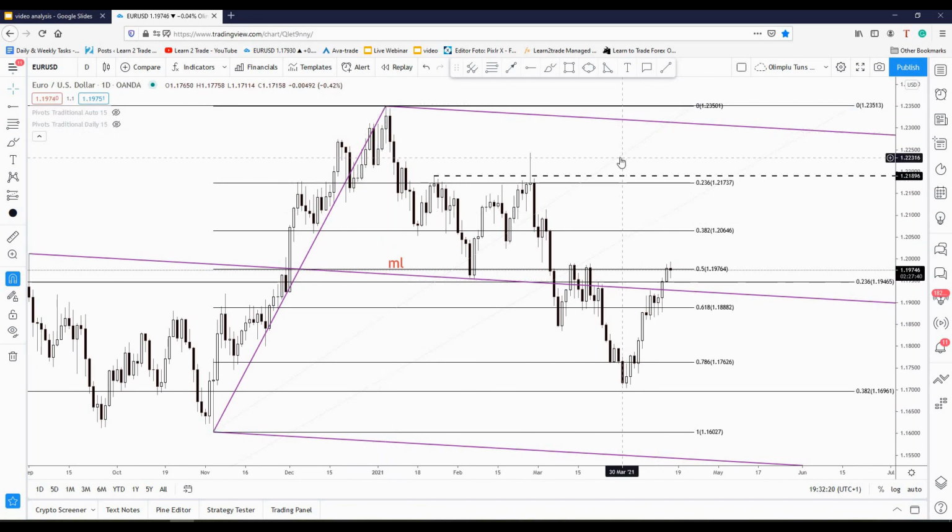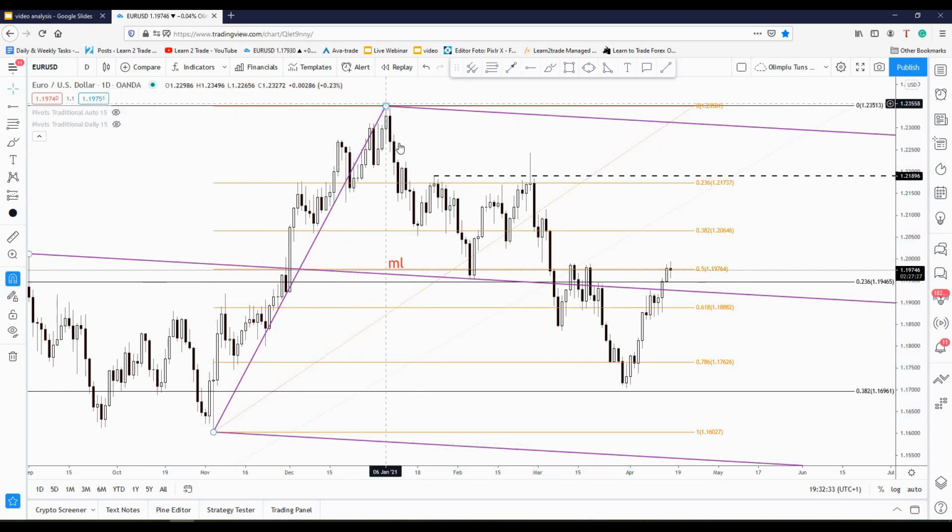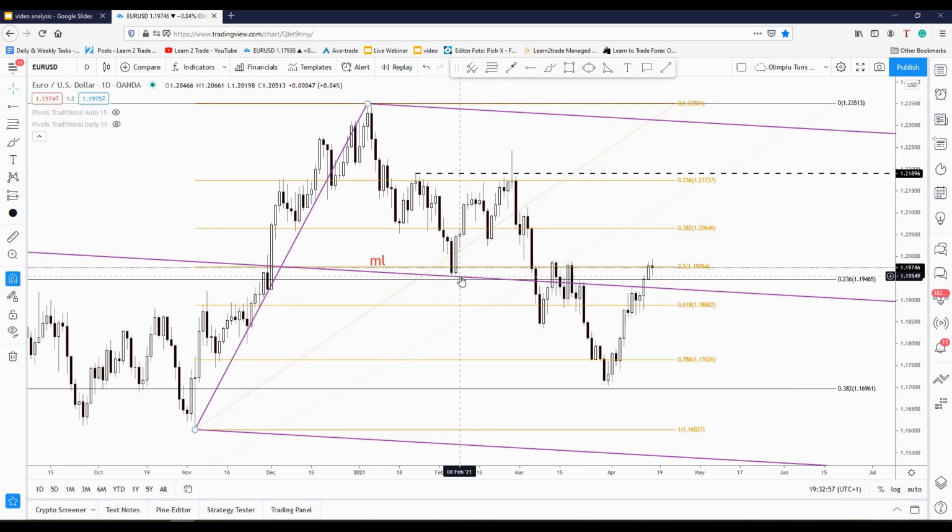Let's select another color for this one. As you can see, the price decreased and found a first target support at 38.2. It increased and retested the 23.6. This breakdown below 38.2 sent the price towards the 50% retracement level, also towards the medium line of the descending pitchfork. This bullish engulfing signaled a potential rebound, and the price increased, retested the 38.2 and jumped to retest the 23.6.